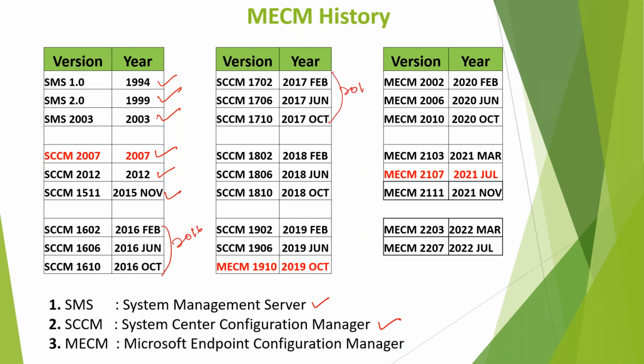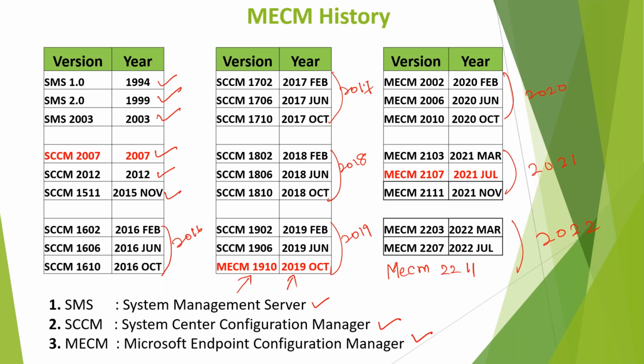Three versions were released in the year 2016, three in 2017, three in 2018, and three in 2019. But in the year 2019, they changed the name again from SCCM to MECM, Microsoft Endpoint Configuration Manager 1910. This happened in October 2019. Three versions were released in the year 2020, three in 2021, and these versions in the year 2022. The latest and greatest version of SCCM is MECM 2211. This happened in November 2022, last year, 2 months back.